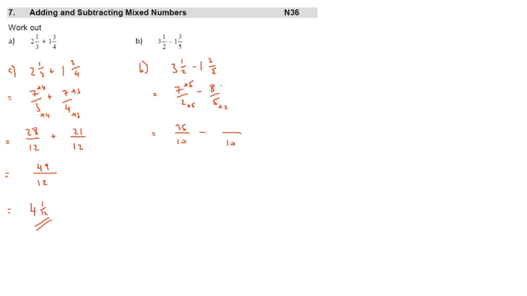5 times 2 is 10. 8 times 2 is 16. 35 take away 16 is 19. 1 remainder 9/10. Done.